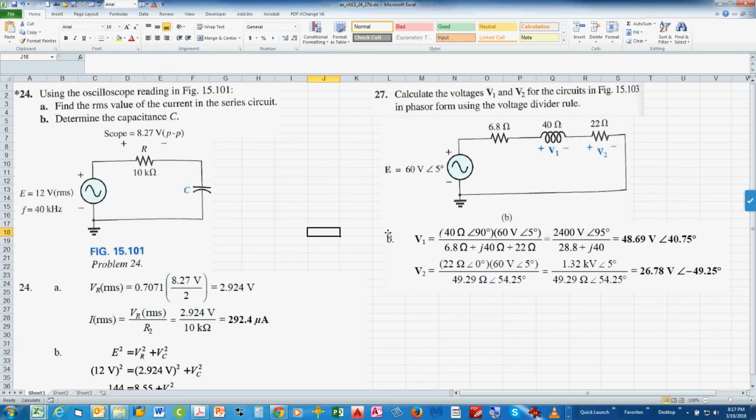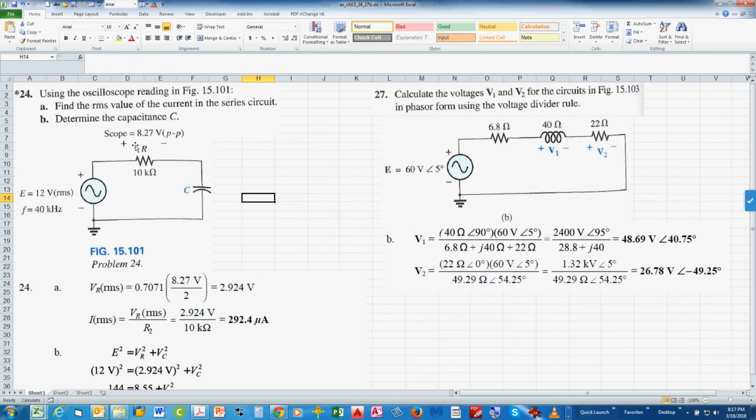Two more problems. Problem 1524, use the oscilloscope reading in this diagram. Find the RMS value of the current in the series circuit. Very simple, it gives you the peak-to-peak reading. And if you remember, that peak-to-peak is the total sinusoidal swing.